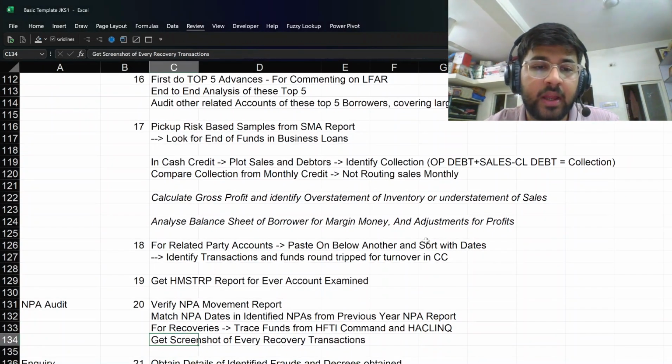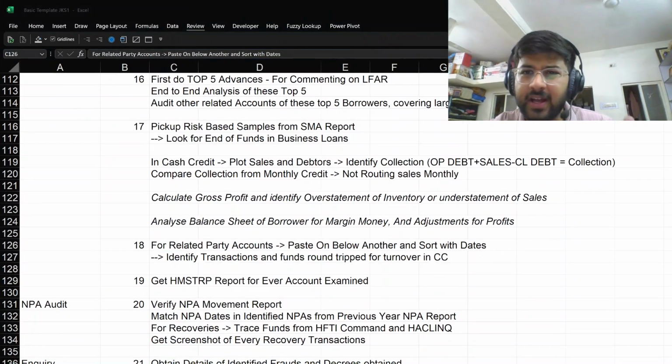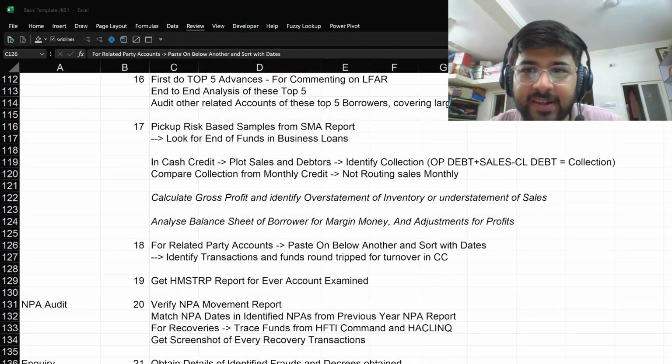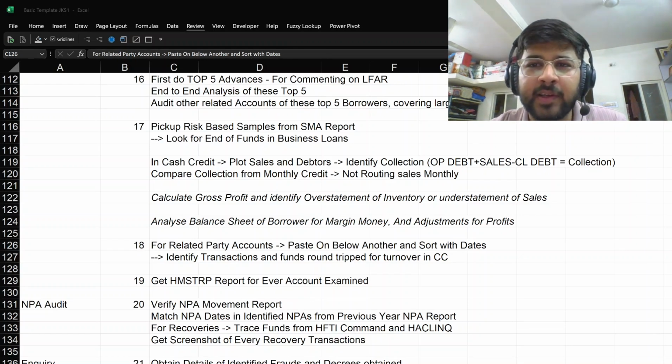Okay. And for related party accounts, you should first ask the branch management whether they have any other account. Is this borrower using any other facilities? Well, very good. You're doing so much great. Get them into your trap, and you should ask them, okay, तो आप इसका भी निकाल दीजिए ना, हम इसका भी audit अभी कर देते.